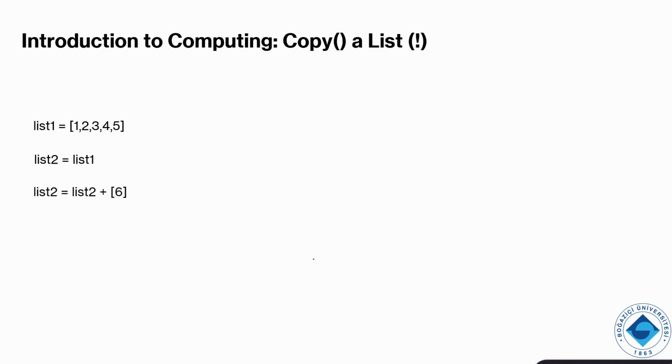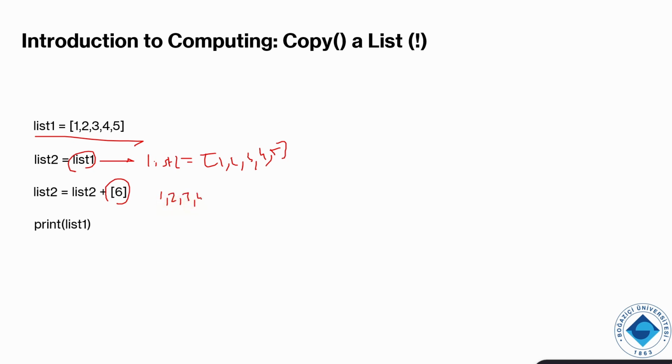Now we can continue with the copy function. Here, our first list is 1, 2, 3, 4, 5, and we assign list 1 to list 2. It means list 2 now equals 1, 2, 3, 4, and 5, right? What if I add 6 to the end of list 2? So list 2 will be 1, 2, 3, 4, 5, and 6, right? It is our list 2. And if I try to print list 1, what are we supposed to see? 1, 2, 3, 4, 5, 6, or 1, 2, 3, 4, 5?